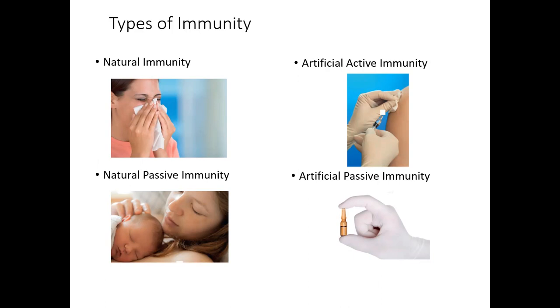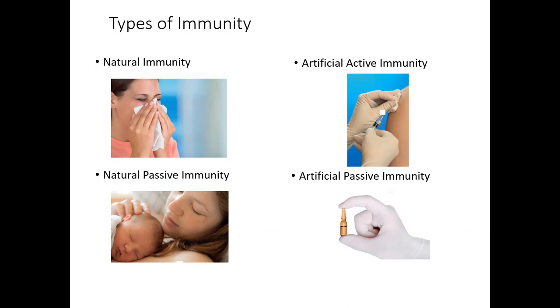Then we have our artificial active immunity. An immune response occurs when the body is exposed to weakened or dead pathogens in a vaccine. The body then makes T cells or antibodies to keep from actually developing the illness, like the tetanus and measles vaccines. This type of immunity offers long-lasting or even lifetime protection.